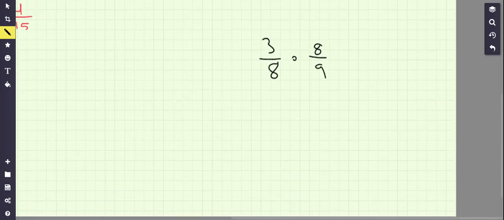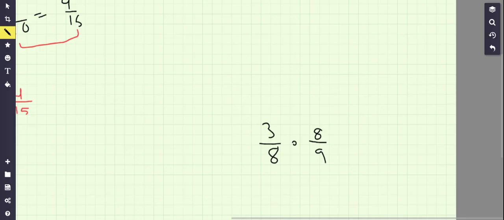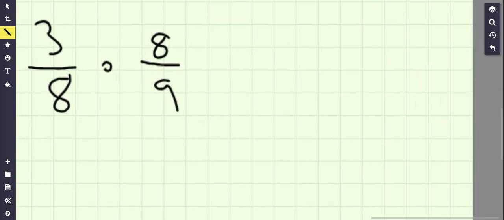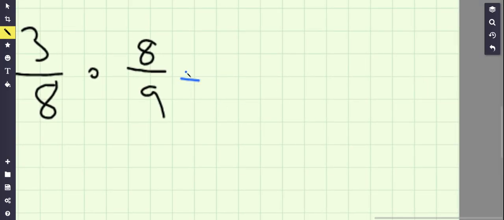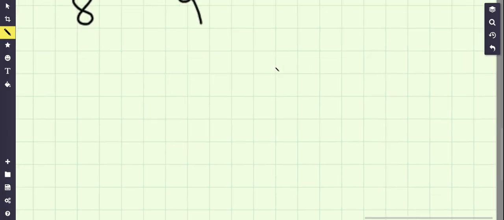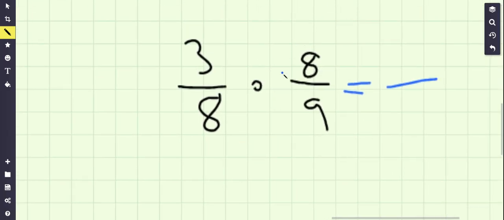All right, I have something for you. I have 3/8 times 8/9. I want you to try to solve this fraction over here, equals some fraction. So I want you to try to solve 3/8 times 8/9.